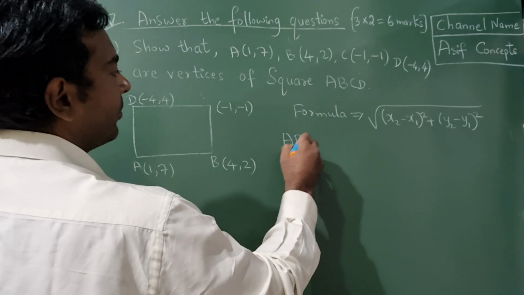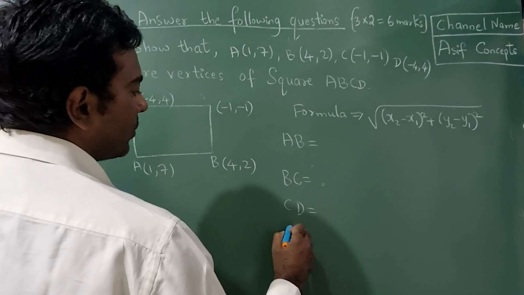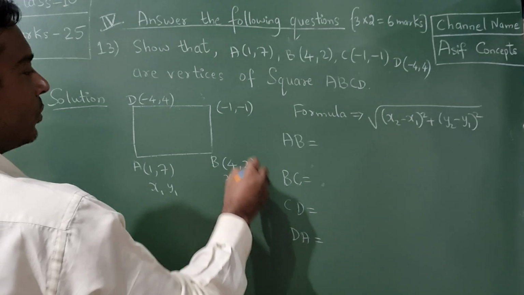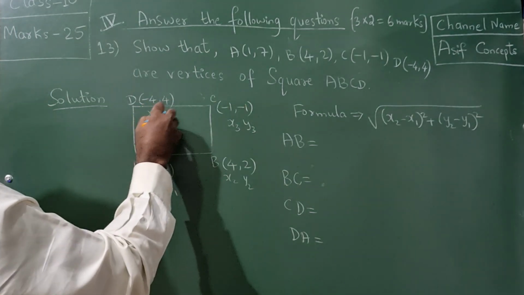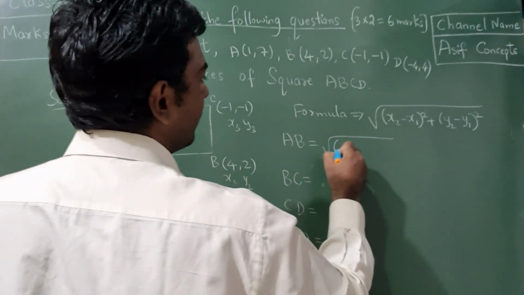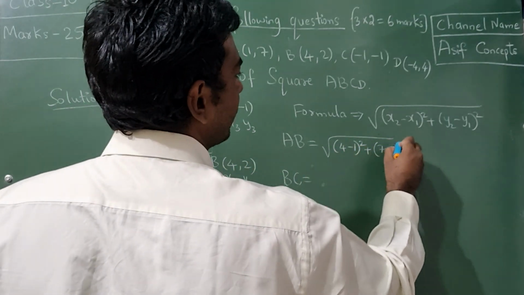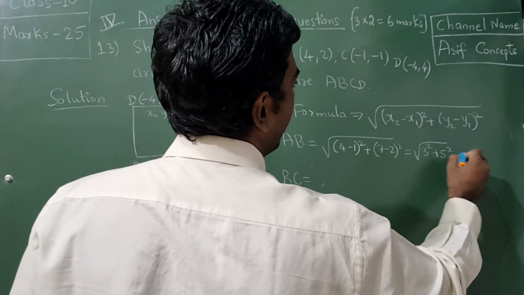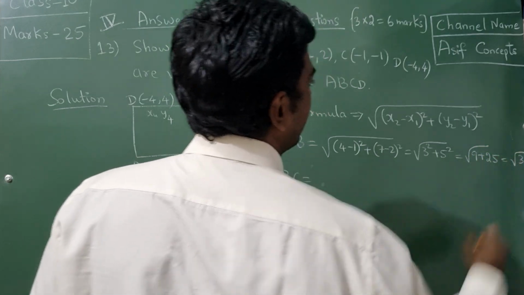So AB, BC, CD and the last one is DA. This is x1 y1, x2 y2, C is x3 y3 and this is x4 y4. Now AB means, I can write 4 minus 1 whole square and next 7 minus 2 whole square. So 4 minus 1 is 3 square and 7 minus 2 is 5 square. So 9 plus 25 will become root 34.